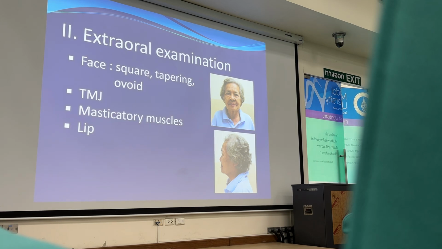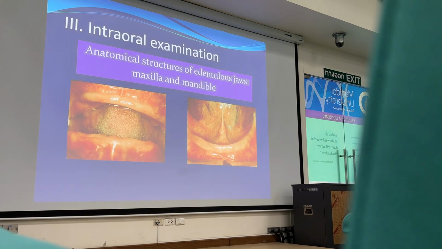Okay, extraoral examination. Face, you know, right? The face is square, taper, or oval. It's maybe the shape of the face. TMJ, basically, also lips. These are the things that you check for the extraoral examination.